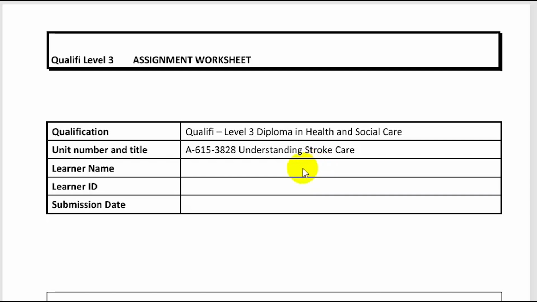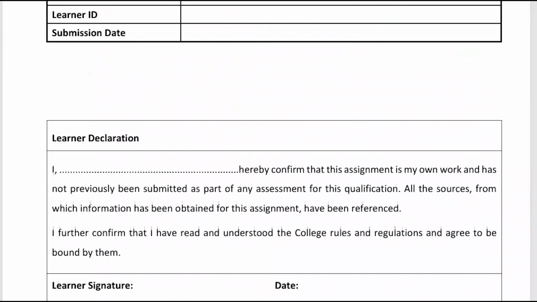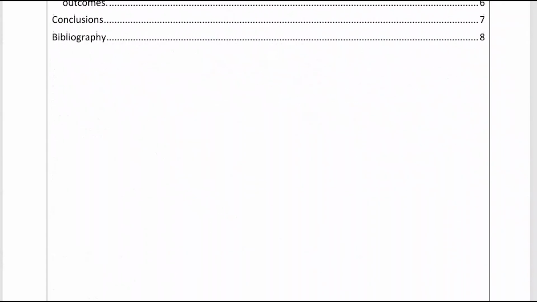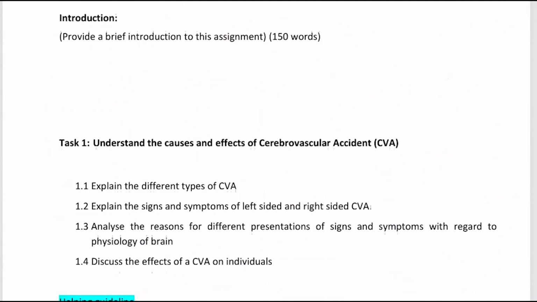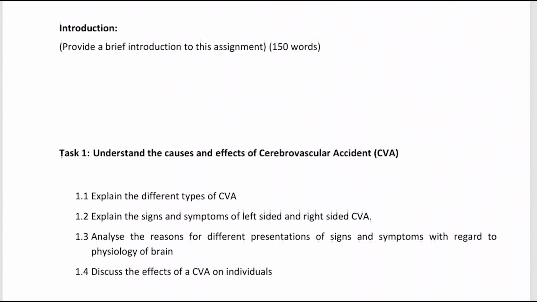This is the assignment worksheet for Qualify Level 3 Diploma Understanding Stroke Care with the unit number A6153828. Now in this video, I'll guide you on how you can meet the requirement of each assessment criteria and learning outcome of this unit.